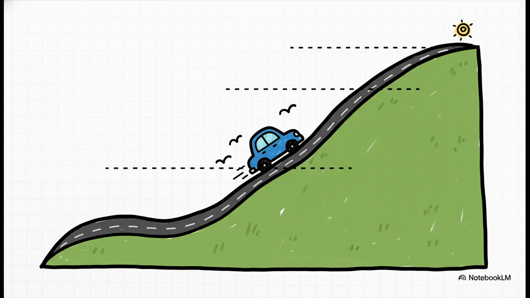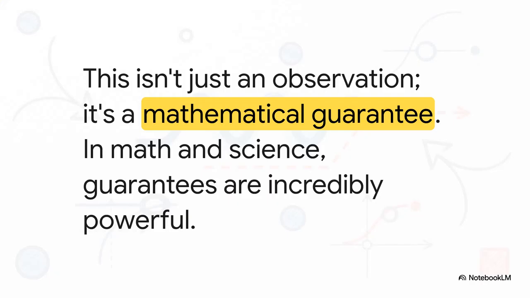If you're driving your car from sea level up to the top of a 500-foot hill and your path is continuous, you know for a fact that at some point you had to be at an elevation of 100 feet and 250 feet and 499 feet. You have to pass through all those intermediate values. It's unavoidable. So why is this such a big deal? Because this isn't just a neat observation, it's a rock-solid guarantee. And in math, and especially in science and engineering, guarantees are worth their weight in gold.